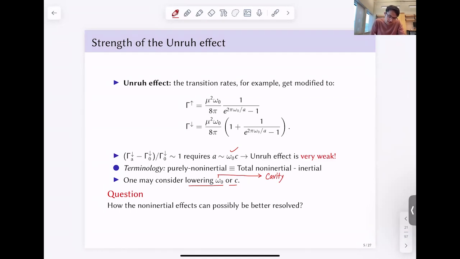And there is a separate line of investigation in which people have considered different analog systems where they try to replace c with the speed of sound, for example, or in general try to lower c so that you then need a lower acceleration to see these effects. So this is our question, and how the non-inertial effects can possibly be better resolved. And now I'll list the three observations that we think can be beneficial in our pursuit of better resolving these effects.